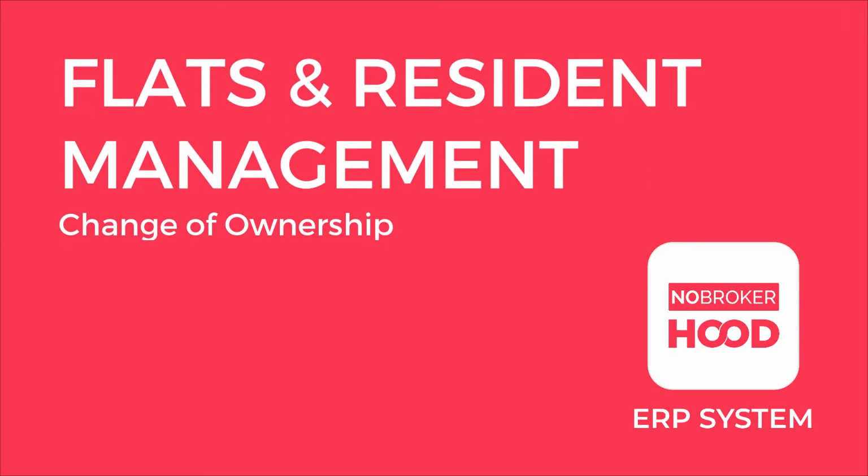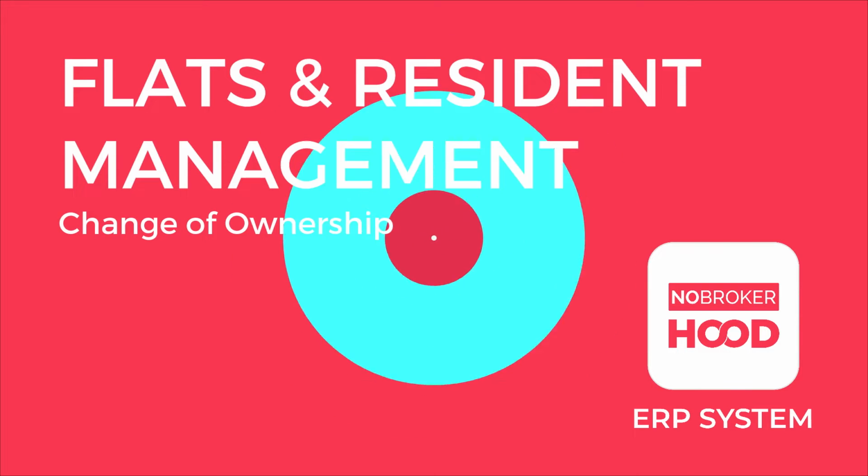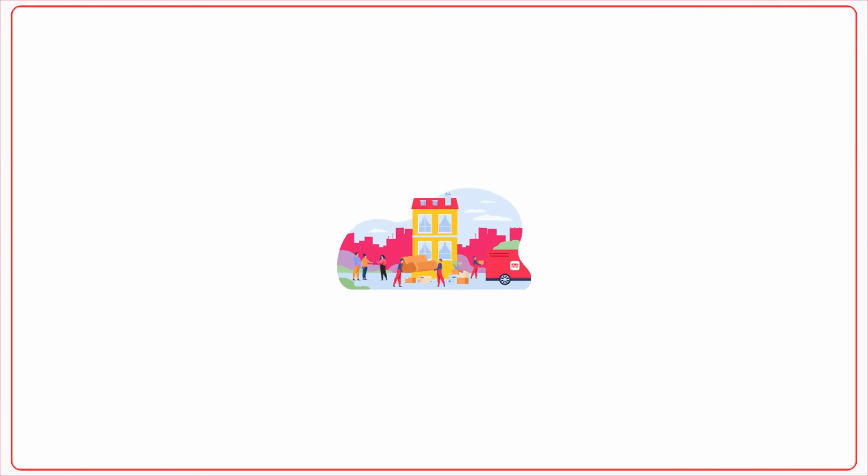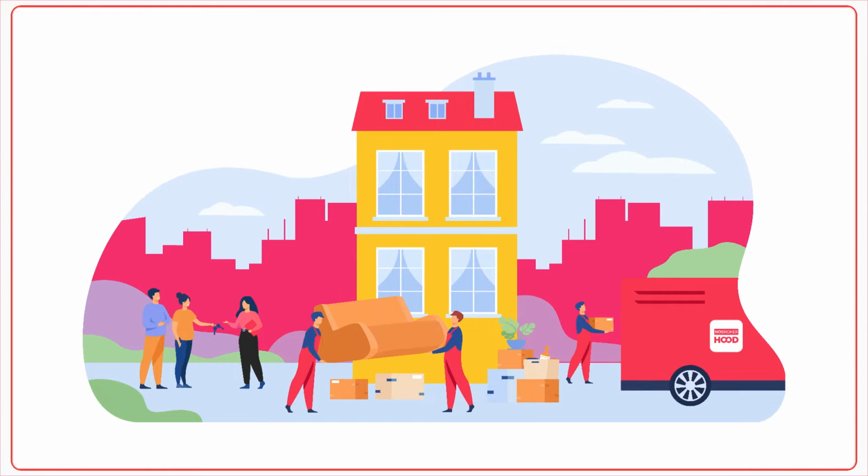Hello all. Today we shall see how owner approval for changing ownership is done in the NoBrokerhood admin dashboard. Let's understand this feature with an example. Suppose owner A of 001 is moving out and owner B is moving in.